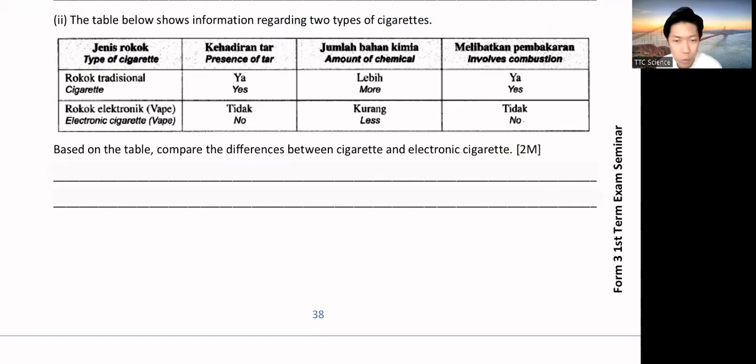You can combine 2 into 1 sentence, like cigarette contains tar and has more chemical, while electronic cigarette has no tar and lesser chemical, something like that. It actually doesn't matter. Everyone has a different way of forming sentences. Can you all do that? I'll leave this to you. No problem. Just make sure you compare either 2.